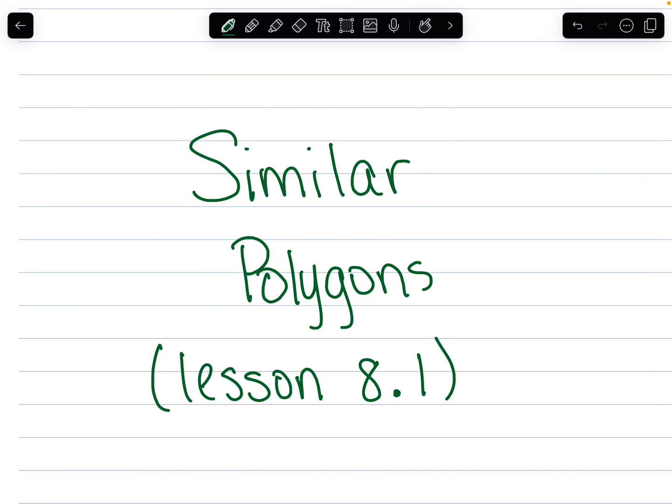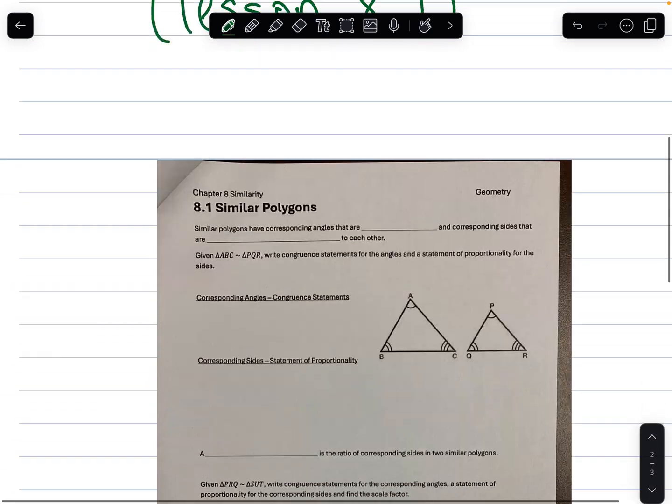Okay, we're going to start section 1 today. If you guys notice, we're in section 1 all this week, so we split it up into a few different parts. So today is specifically just talking about what to do with similar polygons.